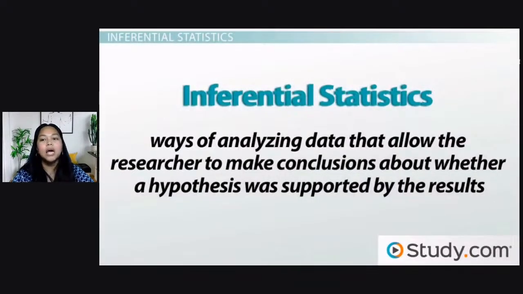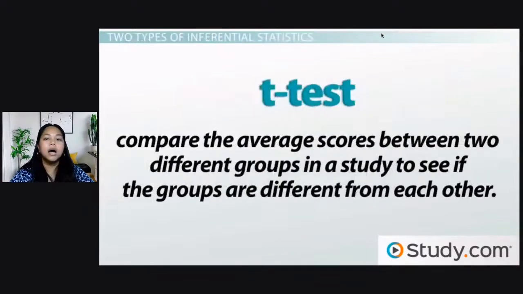All right, now, your inferential statistics is a branch of statistics that analyzes data that allow the researcher to make conclusions about whether a hypothesis was supported by the results or not. So these are the different stats that you use to check whether your hypothesis is supported or not. Now, you can use a t-test to compare the average scores between two different groups in a study to see if the groups are different from each other. Okay, so t-test.